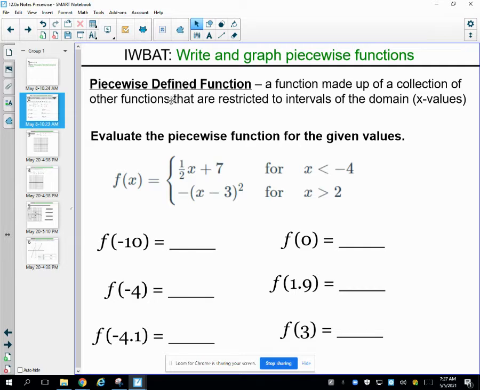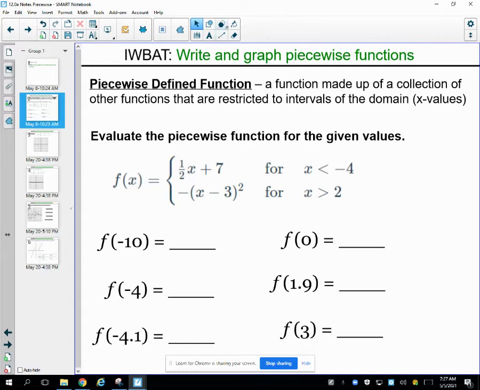So it is just a function that's made up of a collection of other functions, so at least two, it could be more, and then restricted on the domain. So each function is restricted to a specific interval for the domain. So here's one example of a piecewise function.